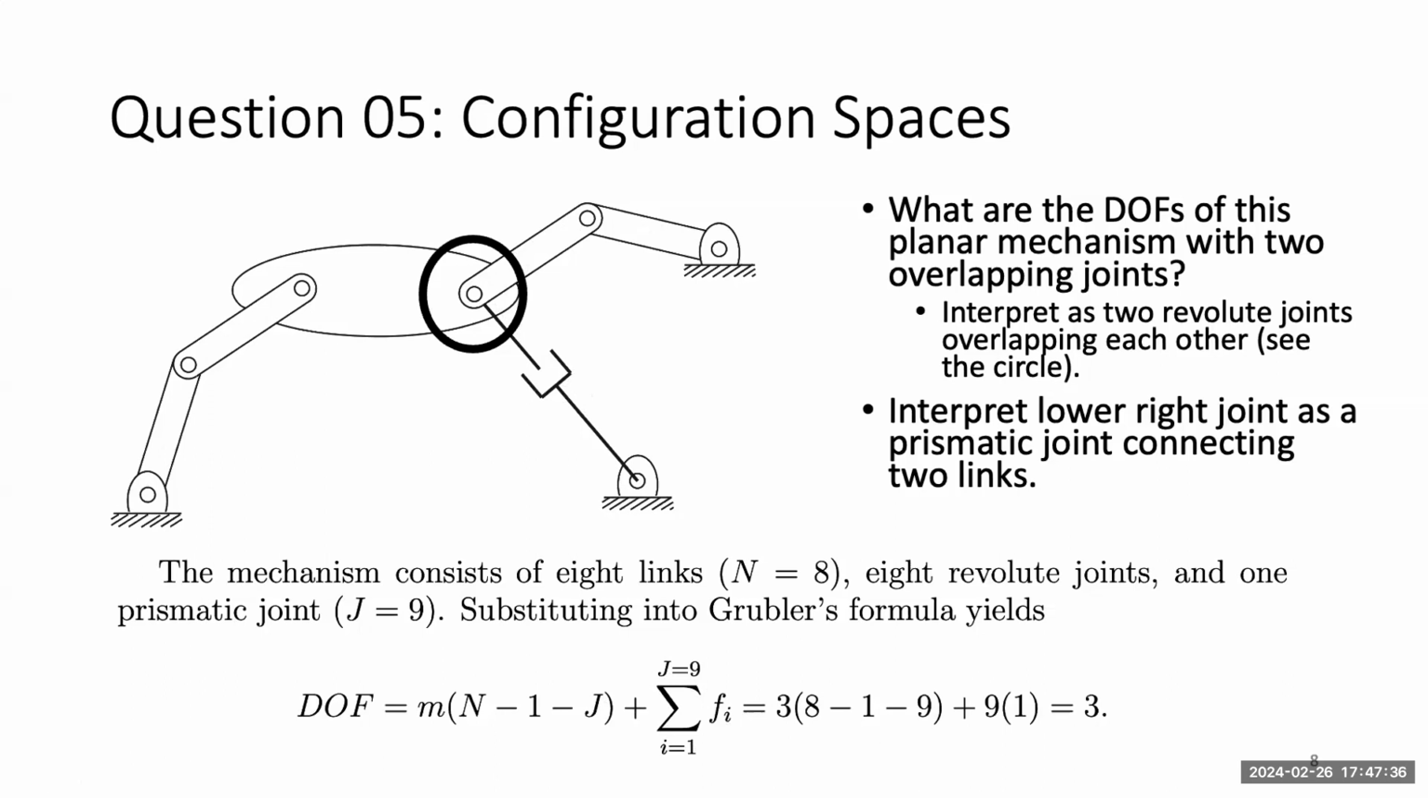So, yeah, hopefully that's somewhat clear. And again, whenever you see Grubler's formula, this M here is going to be 3 or 6. If it's planar, it's 3. So if you see this, just think of M equals 3, basically.